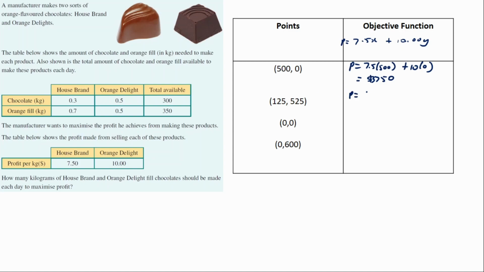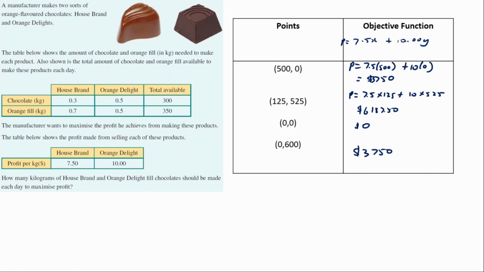Alright, so let's do that with the rest of them as well. So just substituting the values, so I said that'll be 7.5 times 125 plus 10 times 525. If you work that out, that will give you a value of 6,187.50. This next one will give you a value of $0, and this last one will give you a value of $3,750.